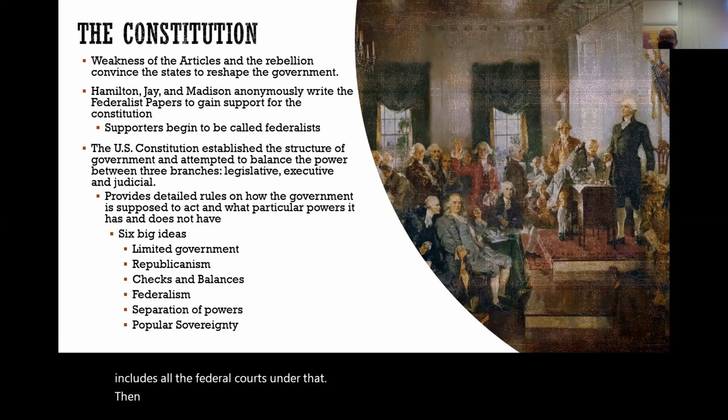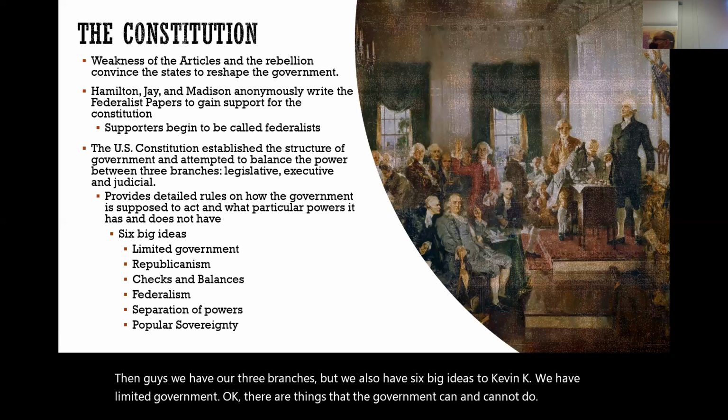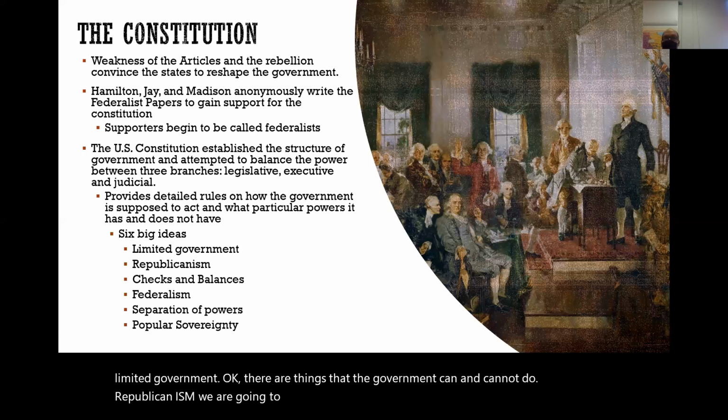Okay, we have our 3 branches, but we also have 6 big ideas. We have limited government. There are things that the government can and cannot do. Republicanism: we are going to create a government that is made up of representatives voted on by the people.